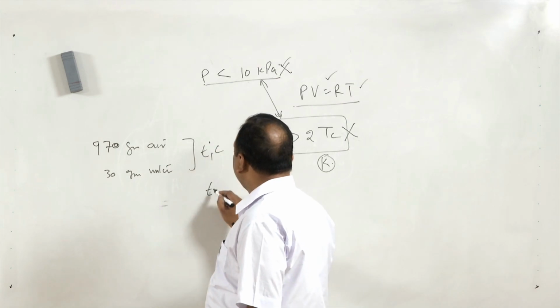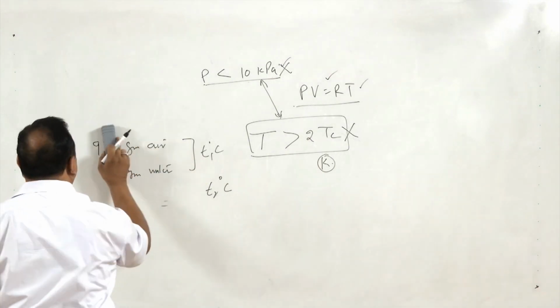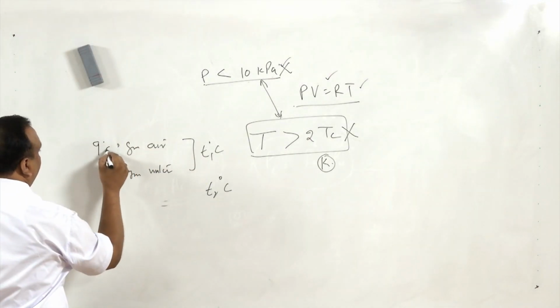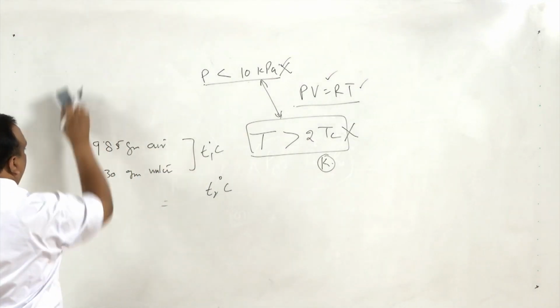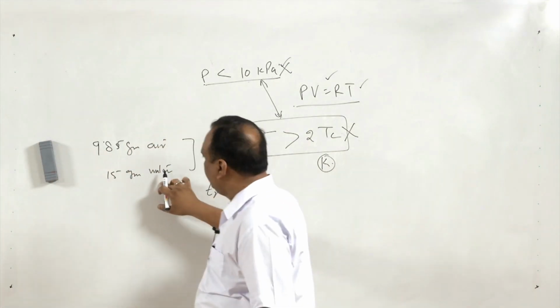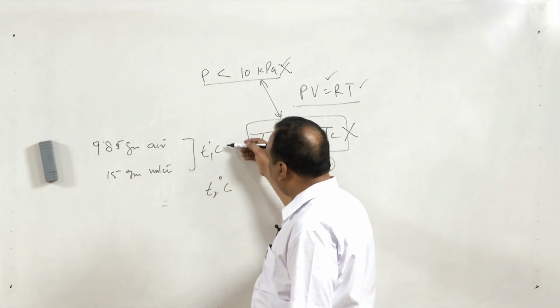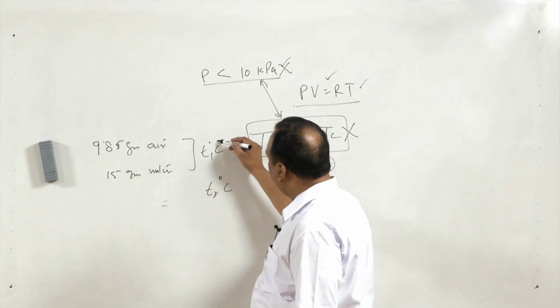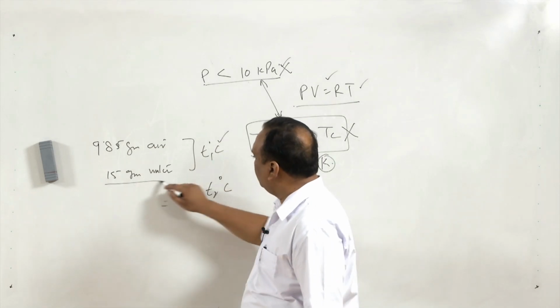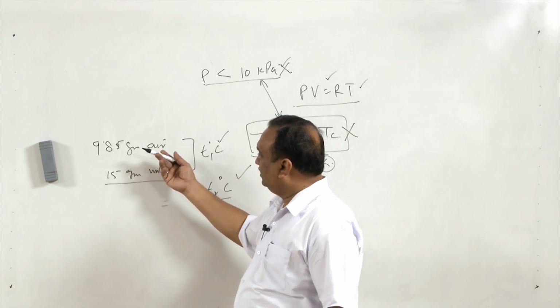Now, if I change the temperature to T2 degree centigrade, which is on the higher side, this is 985 and 15. So, 15 grams of water in 985 grams of air, that is 1 kg of air, at a particular temperature, this is the composition. If we change the temperature, this composition may change.